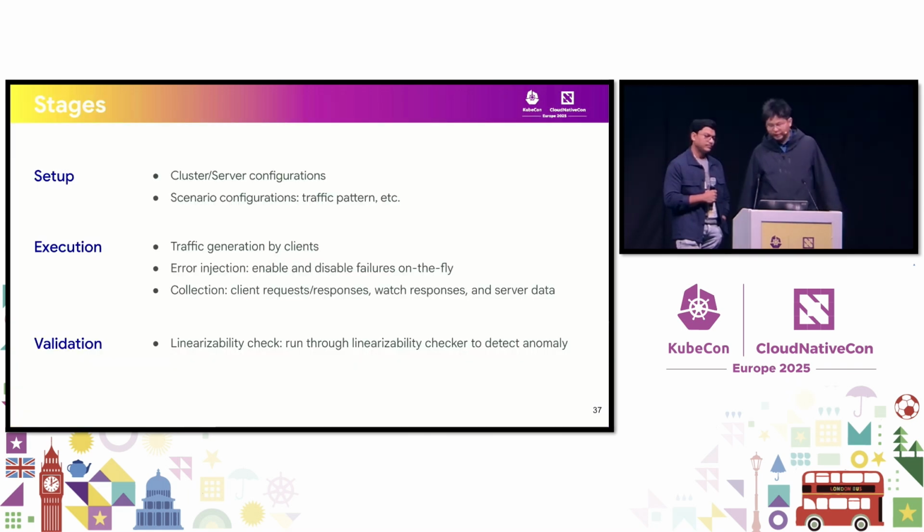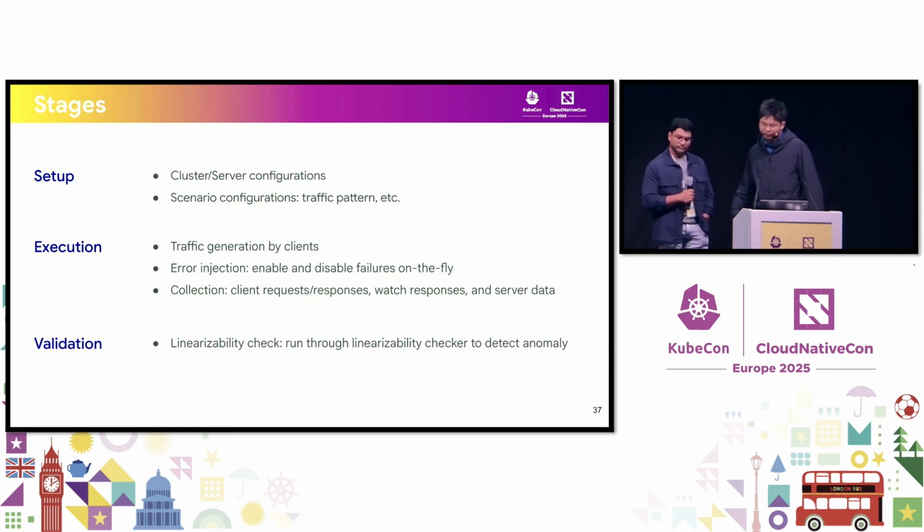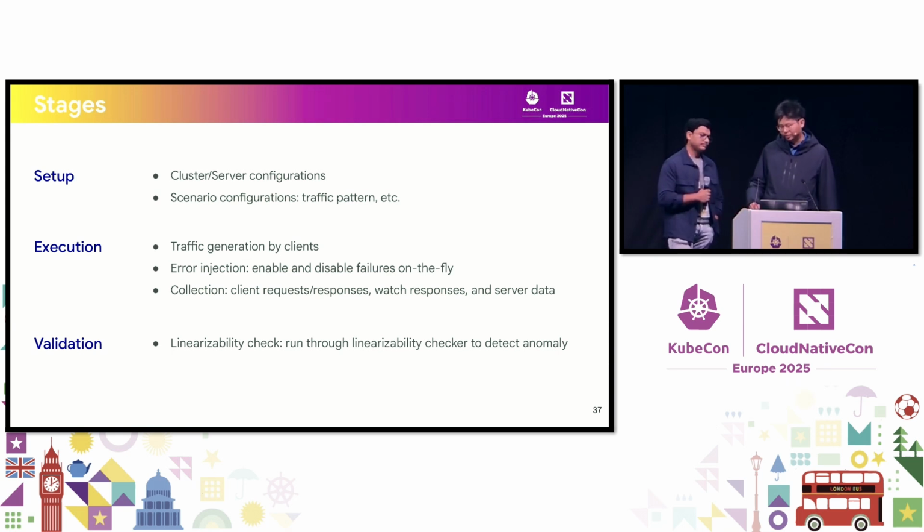So let's talk about the execution stages of this test. There are three main stages: setup, execution, validation. For setup, we will cover the configuration, and we will be configuring the scenarios. For execution, we will generate traffic from clients, we'll inject errors, and we will collect the output from both client and server. For validation, we'll run it through the checker and see if we detect any anomaly.